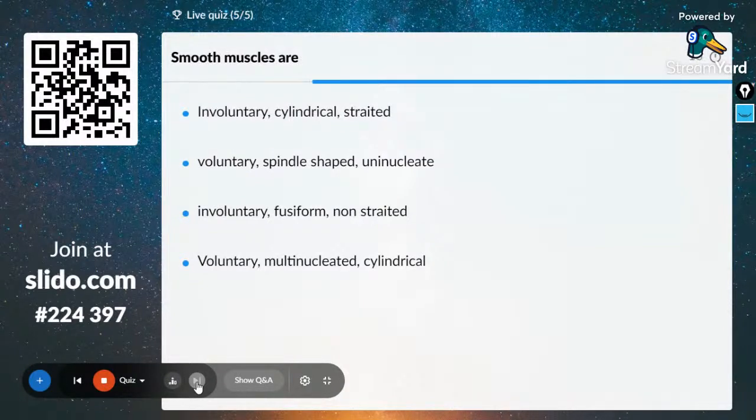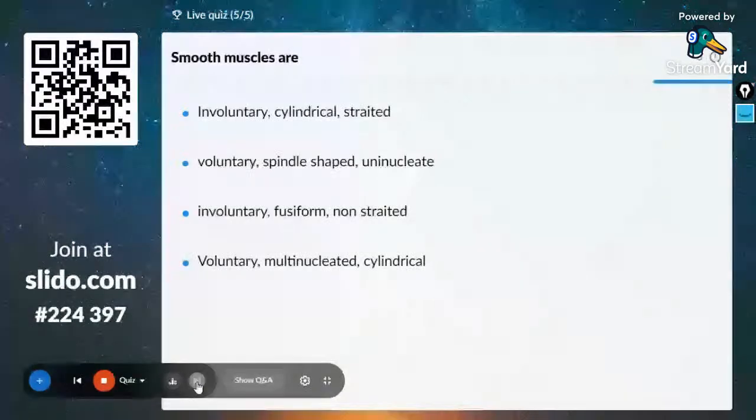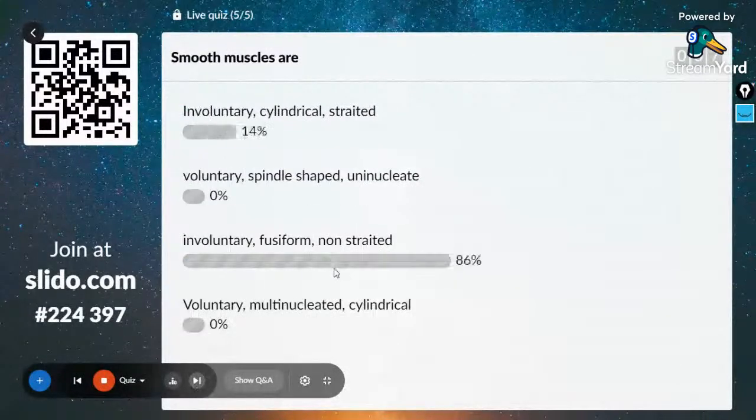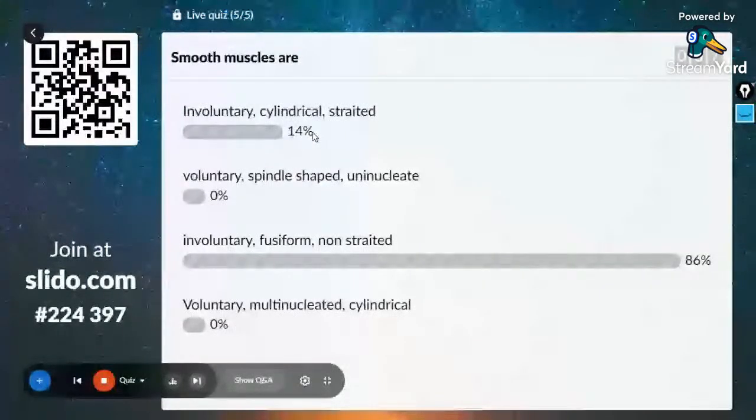Smooth muscles are: involuntary, cylindrical, striated; voluntary, spindle-shaped, uninucleated; involuntary, fusiform, non-striated; or voluntary, nucleated, cylindrical. Guys, it's not striated. It is non-striated, involuntary, and fusiform.